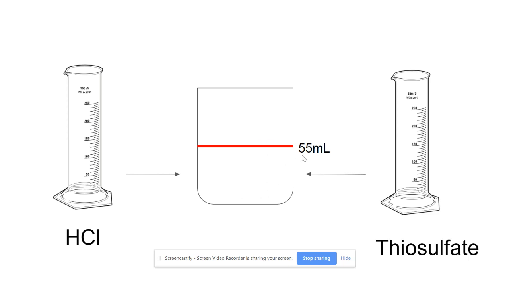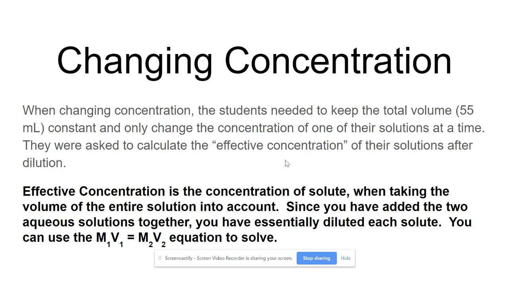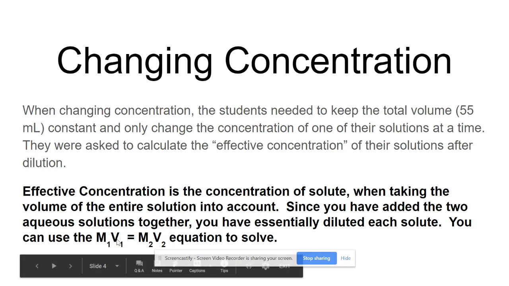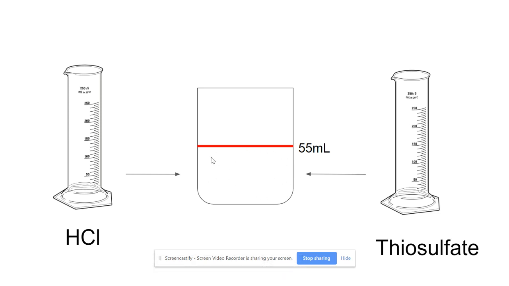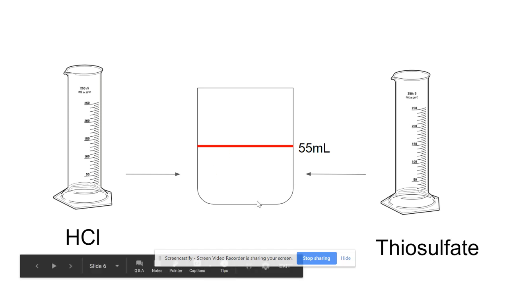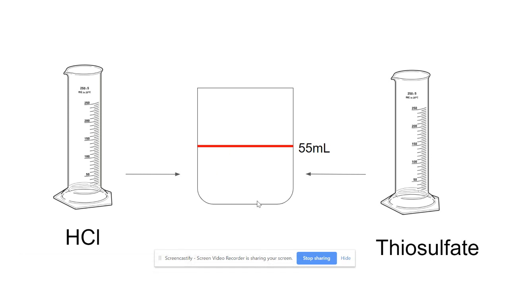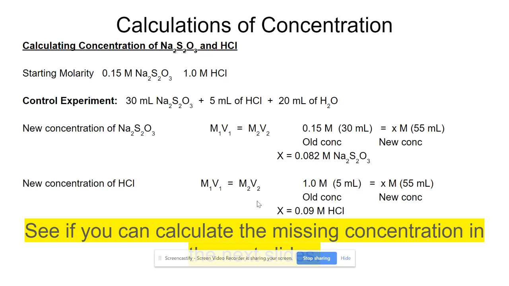So the V2, if we look at the equation M1 V1 equals M2 V2, this V2 right here is always going to be 55 milliliter. This is the final volume of the mixture that we care about. And then we'll use this volume to calculate the concentration. If we look at the control, we're starting with 0.15 molar thiosulfate and 1 molar HCl. So this is given to you. You can't change it. This is the starting molarity.